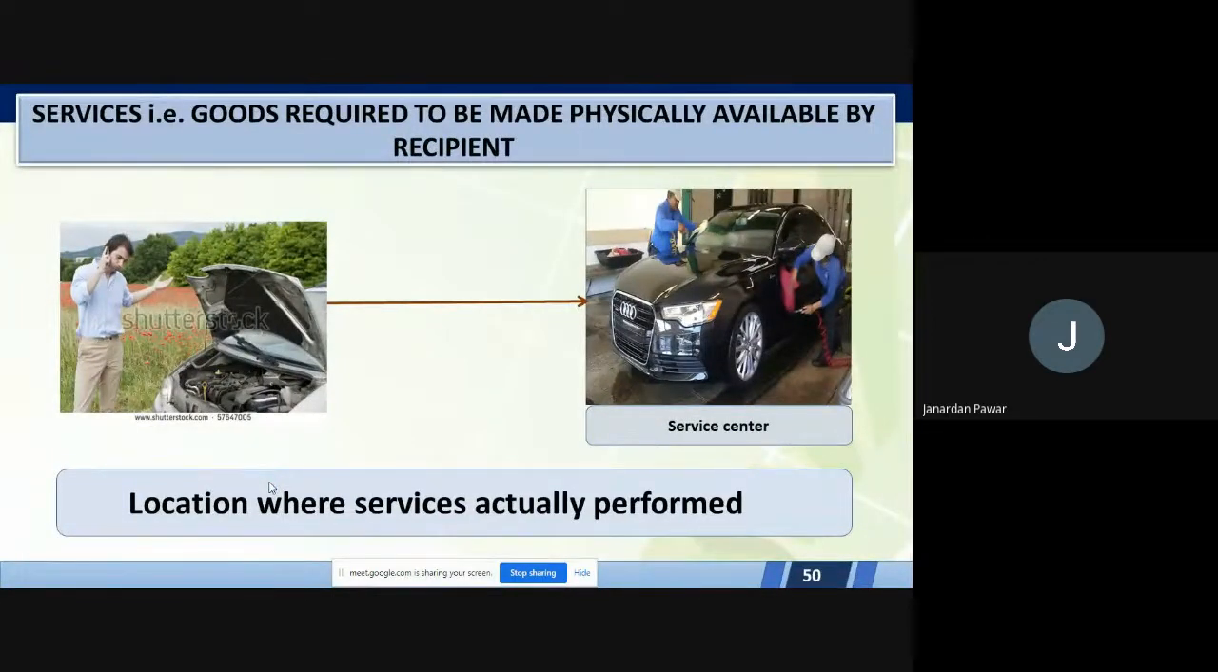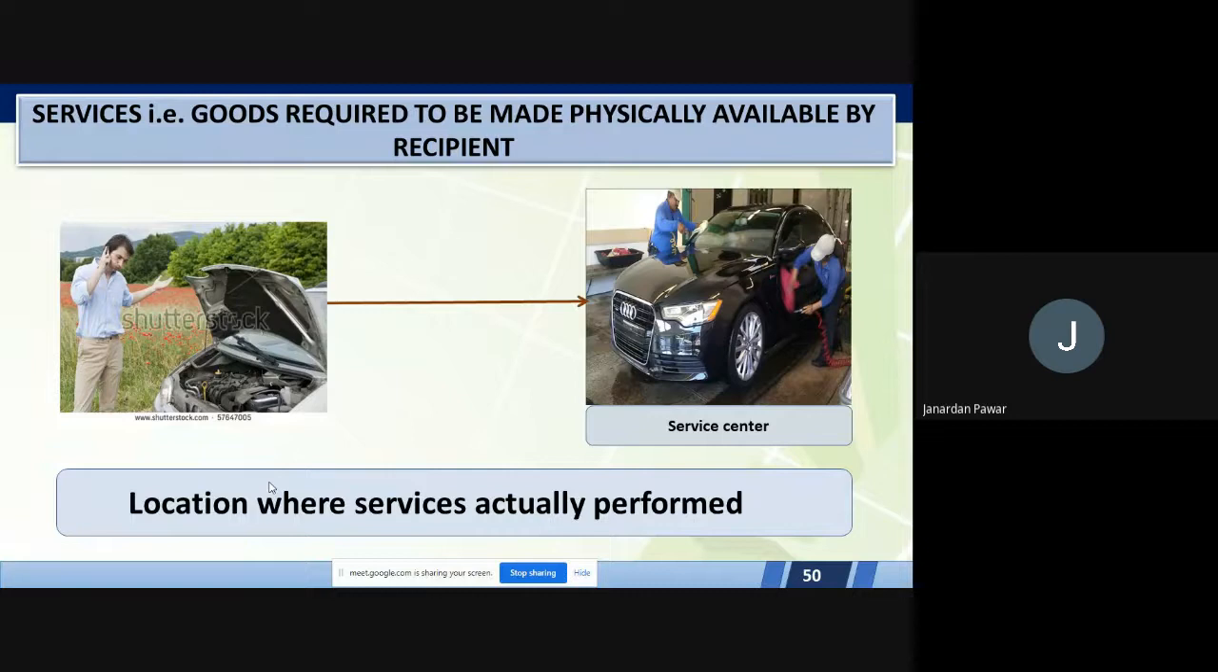Now, the next one. Services, that is, goods required to be made physically available by a recipient. So see what that particular recipient is expecting. Look at this. Services, that is, goods required to be made physically available by the recipient. The recipient is asking for the goods to be made available physically at his particular place, and this is what he asked the supplier for, the delivery. This is the situation of services.